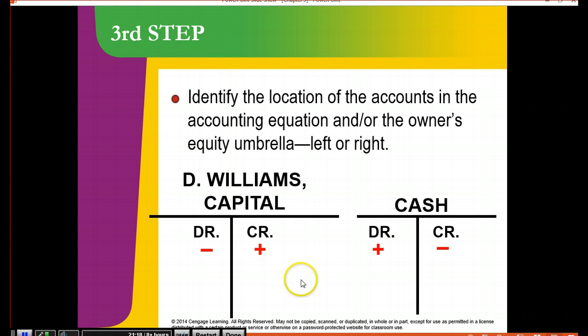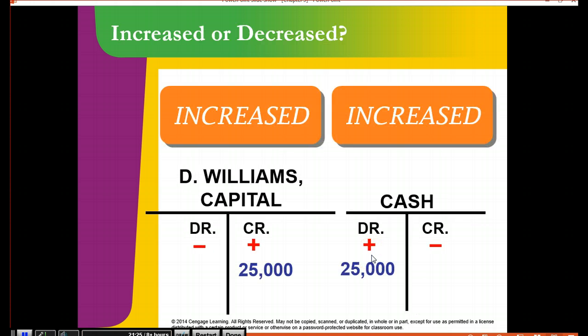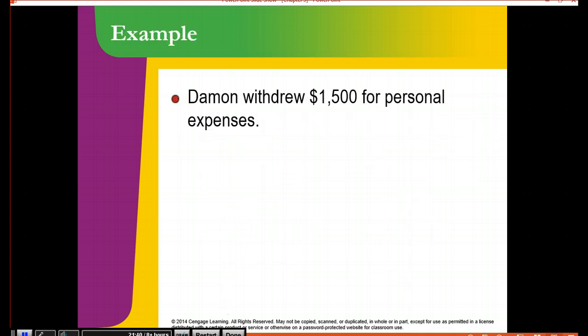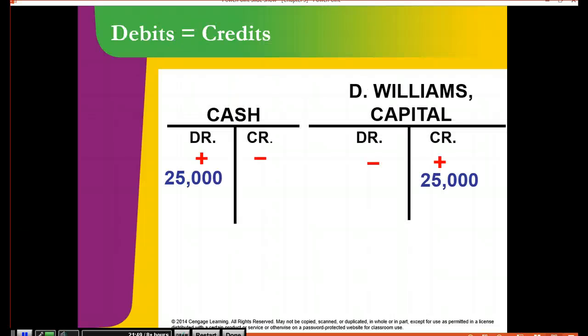It's going to go on the credit side, and cash is going to be debit, so $25,000 here because it's increasing as well. Okay, my transaction now has a $25,000 credit and a $25,000 debit to different accounts. Is it in balance? Yes. The debits and credits equal. And so transaction is complete.